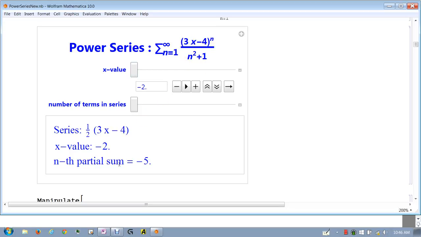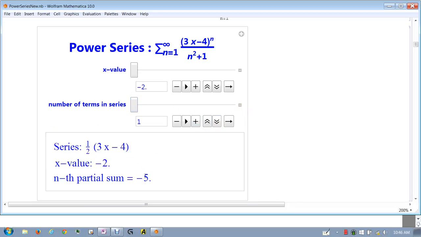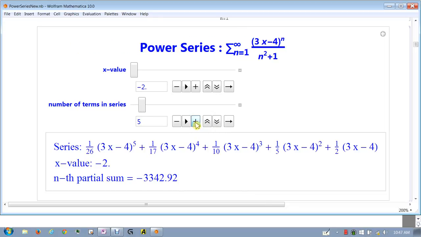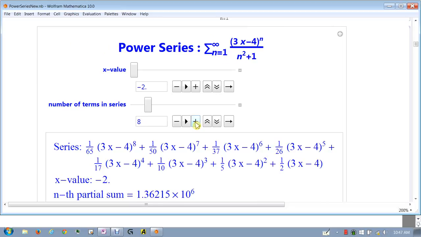Right now, the nth partial sum is -5. If I start adding more and more, what should happen to this number? If my x value is -2, according to what you just did, is -2 inside or outside the interval of convergence? It's outside. So if I start adding these up, what should happen to this number? It should diverge, right? Look at it. See it? Oh, it's getting huge fast, isn't it?